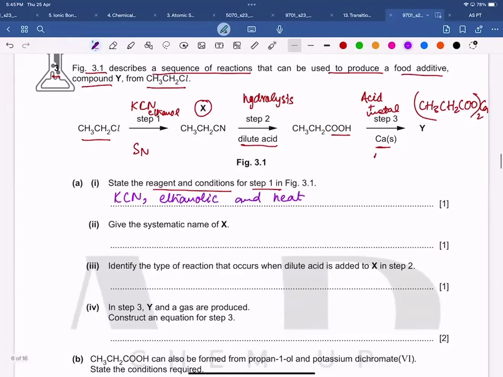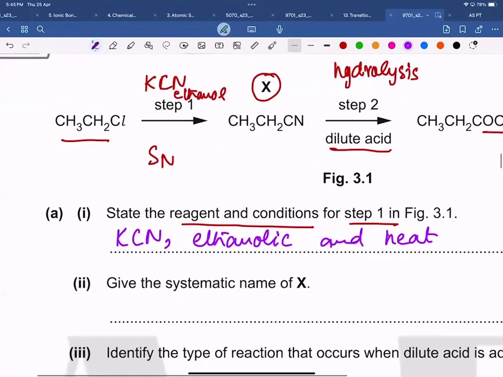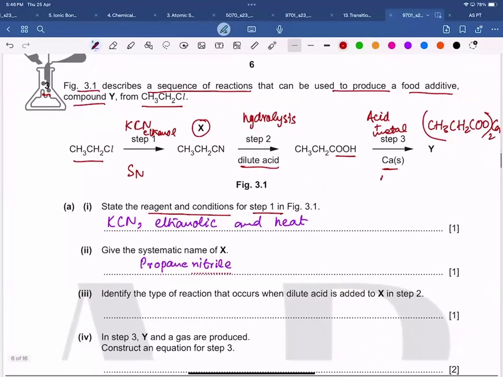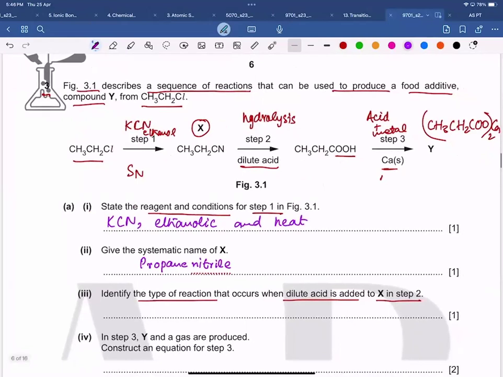Give the systematic name of X. Yes, who is going to tell me the systematic name of X? Propane nitrile, very good. No, it's not ethyl nitrile. See, there are 3 carbons, not 2. Propane nitrile. Then identify the type of reaction that occurs when dilute acid is added to X in step 2. We have already decided that it's hydrolysis, and if you have to specify it, it is acidic hydrolysis, because acid is being added, and due to this, nitrile converts into carboxylic acid.